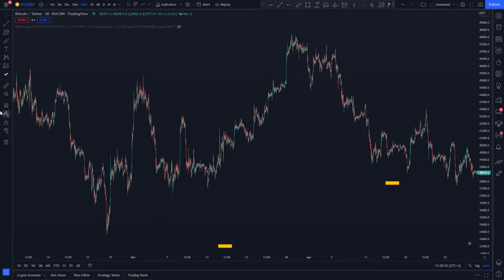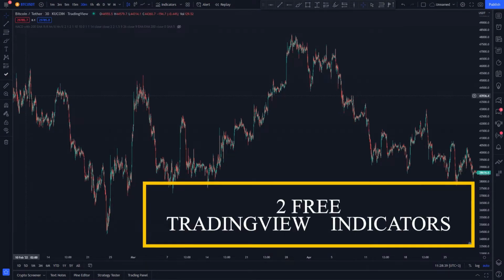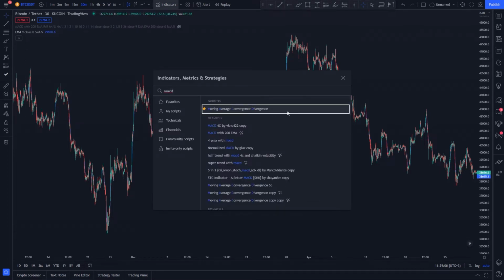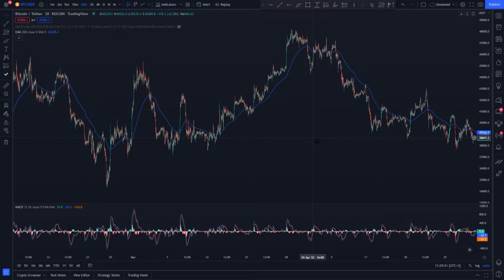This strategy includes two free TradingView indicators. Now let's go ahead and add them to our chart. The first indicator is Moving Average Convergence Divergence, or MACD, and the second one is EMA. And we have to change some settings. Change this EMA length from 9 to 200, and the MACD indicator stays on default settings. Now our strategy is ready, let's go into trading rules.